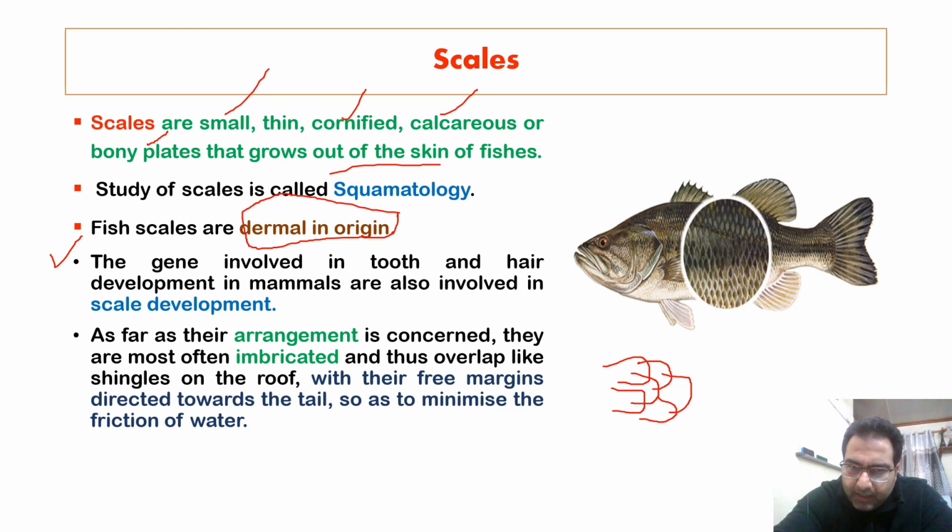So what is happening here? This is the origin of the scale. This is the base of the scale, toward the head side, and its free margin is toward the tail. This arrangement helps to minimize the friction in the water, which is very much needed to reduce the energy required for swimming.